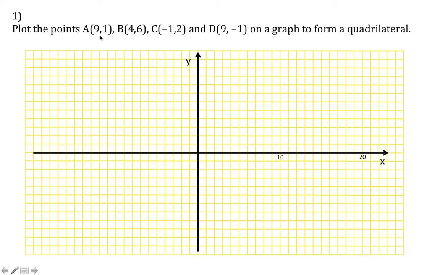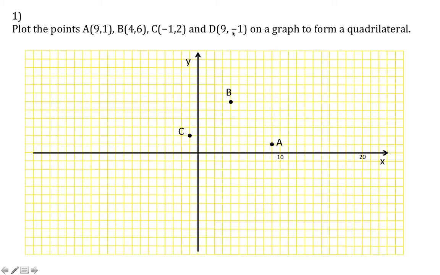Then we've got the point A, 9, 1. So that means 9 across and 1 up. So there it is, A. Then we've got the point B, 4, 6. So that will be 4 across and 6 up there. Then we've got point C, minus 1, 2. So minus 1 means we go 1 back and then 2 up for the 2. And there it is, C.